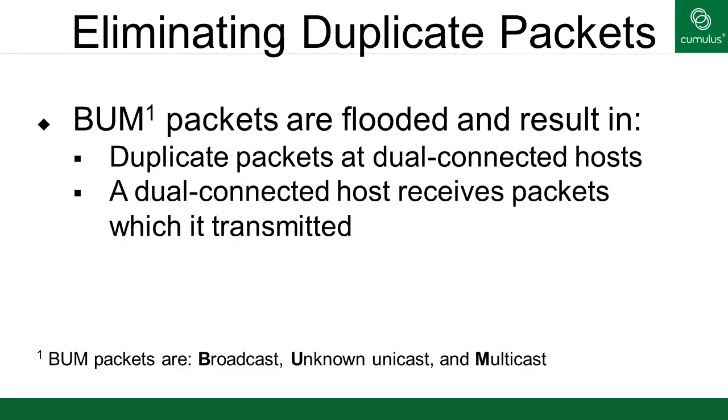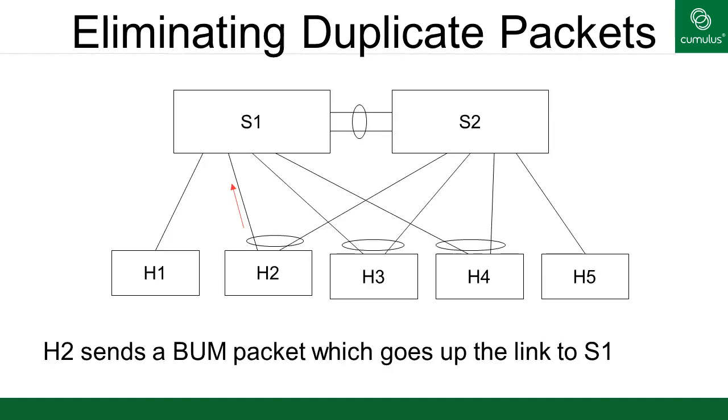Another problem we'd have, if we simply connected things up, is duplicate packets. Also, if a dual-connected host sends out a packet, it would come back to that same host. That's another problem that MLAG has to solve. I use the term BUM packets, which I think is being used more and more in the industry. It's basically anything that's going to be flooded: a broadcast, an unknown unicast, or a multicast. I'll go through an example here. Let's say H2 is going to send out a broadcast packet. Who knows how it decides, but it's going to send that packet up the link on the left to switch S1.